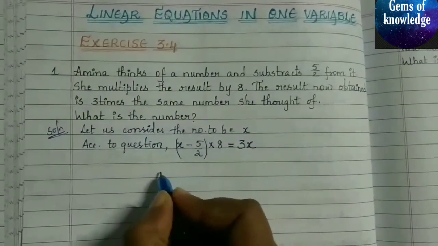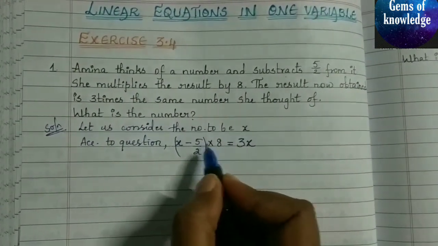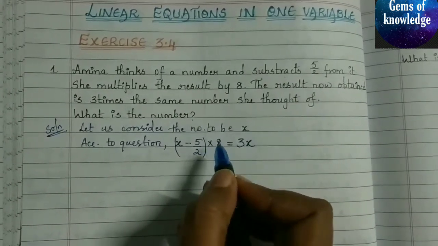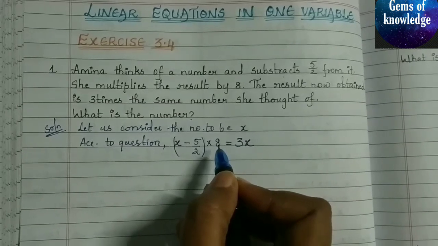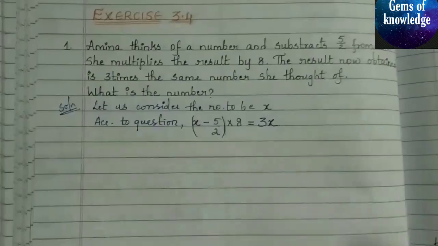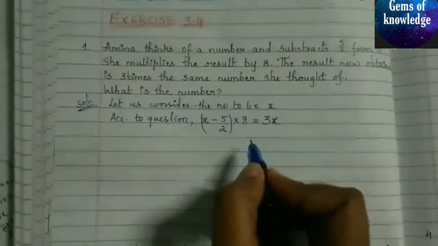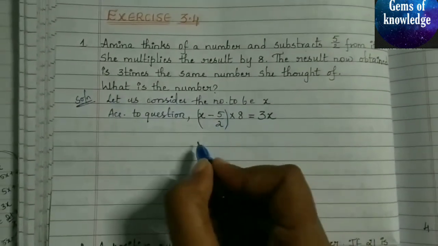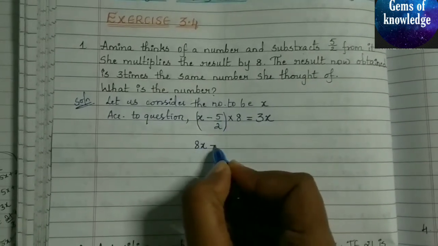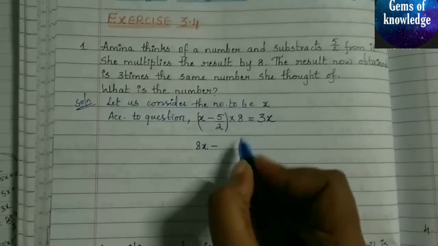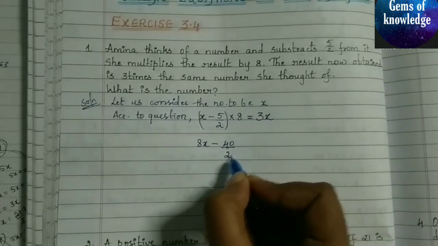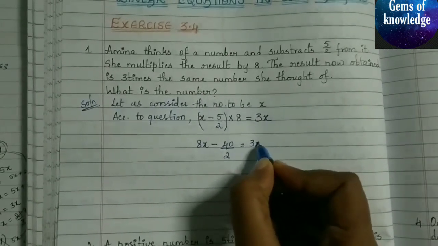Okay, so here what we can do is we have to multiply. First we have to remove this bracket here. So to remove this bracket, what we have to do is we have to multiply this 8 with this x as well as with this 5 by 2. Okay, let us see how to do that. When we multiply this x into 8, it will become 8x. Okay, this minus will be as it is, and 8 5s are 40 divided by this 2 will be as it is, which is equals to 3x.